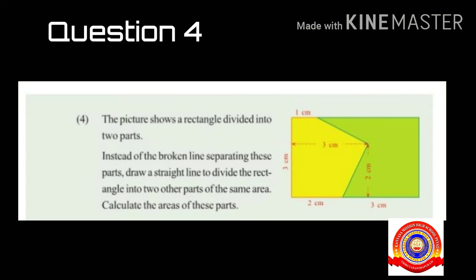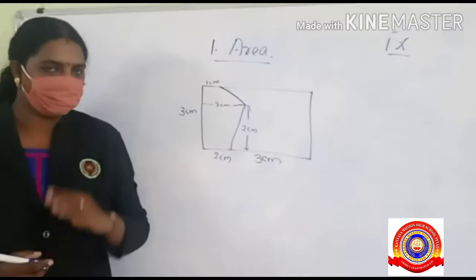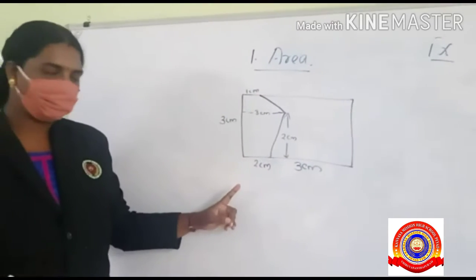Question number 4. The picture shows a rectangle divided into two parts. Instead of the broken line separating these parts, draw a straight line to divide the rectangle into two other parts of same area. Calculate the areas of these parts. Okay, let's start. Children, look at this figure.